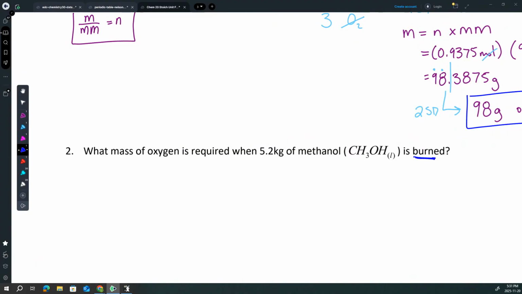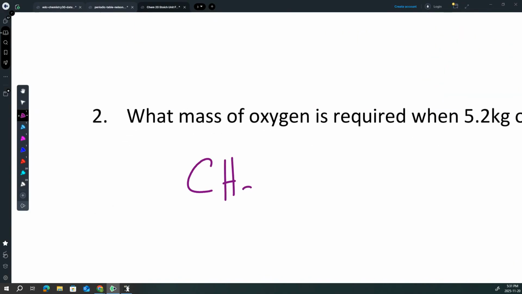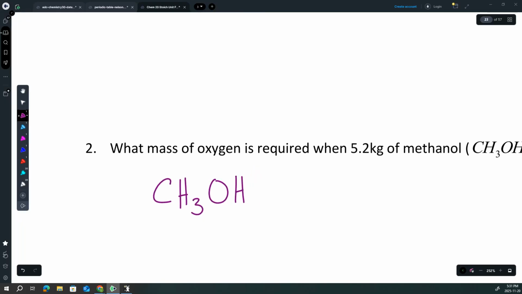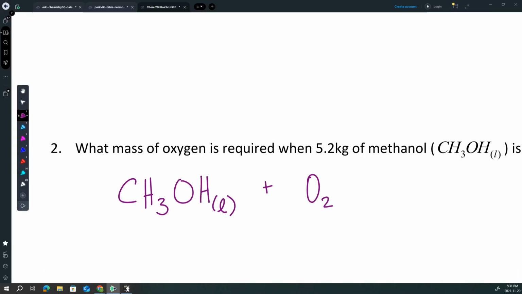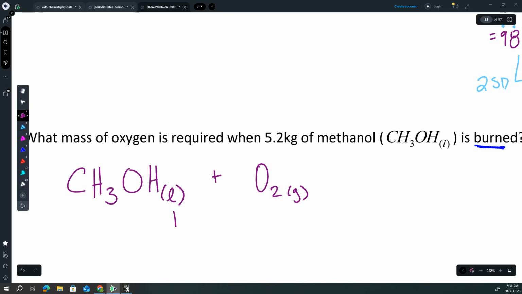Okay, so once again, that keyword burned, that tells us this is going to be a combustion reaction. So let's do this. And since methanol is a hydrocarbon fuel, that just means we're going to get carbon dioxide and water vapor as products. Okay, so how I figured out that the state for methanol was liquid is because it tells me that right here.